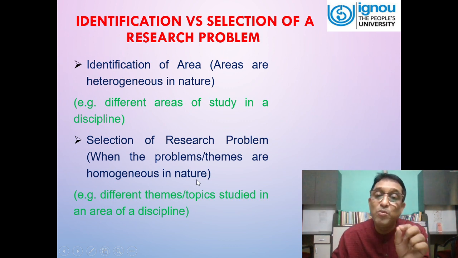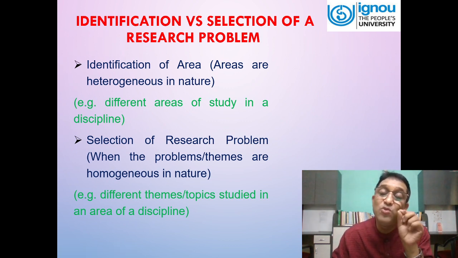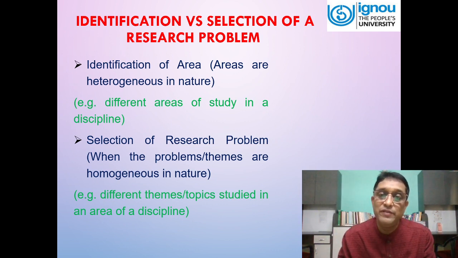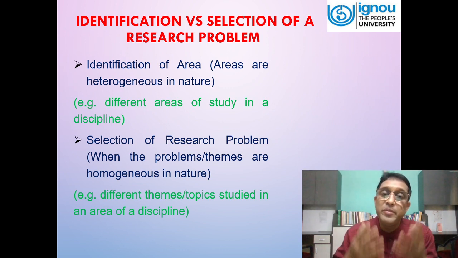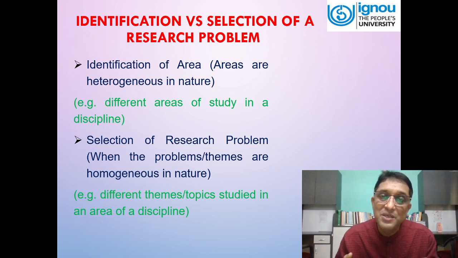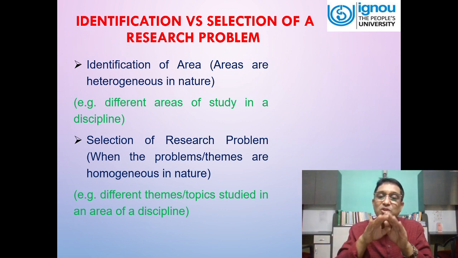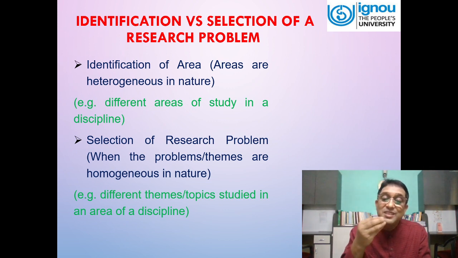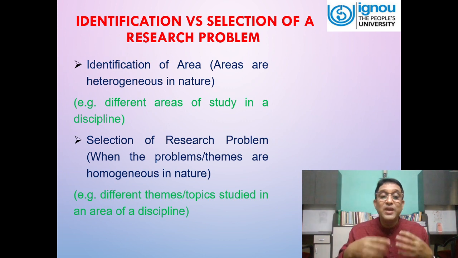Here it is not heterogeneous, it is homogeneous, because we are talking here about the themes. Under educational psychology, the themes may be motivation, intelligence, creativity, self concept, achievement, personality. So all these variables or concepts are, you can say, homogeneous in nature, and among these variables or themes under one area, you can select a problem.